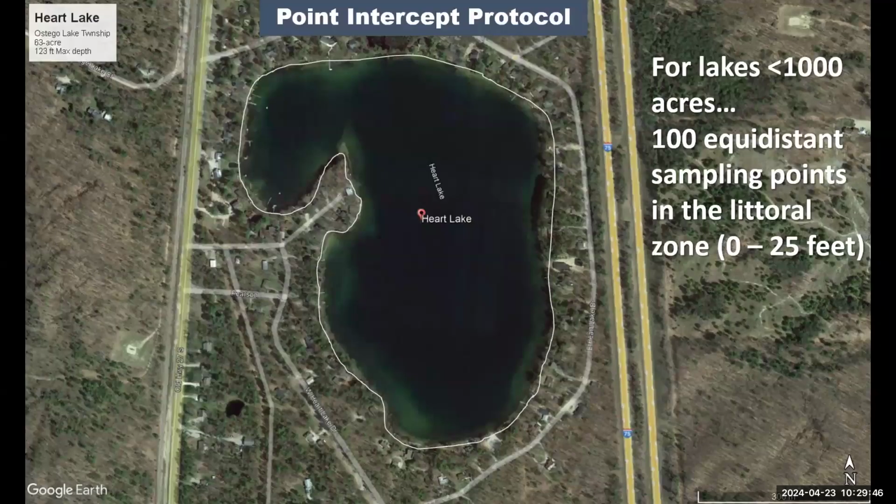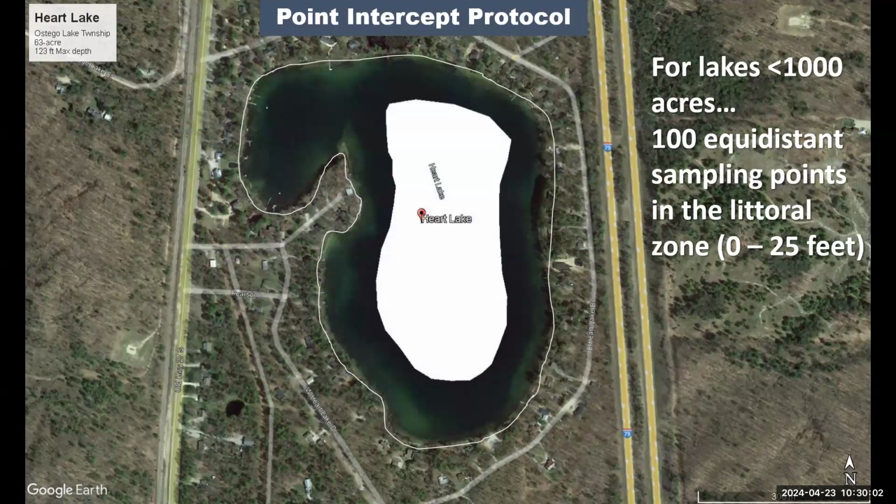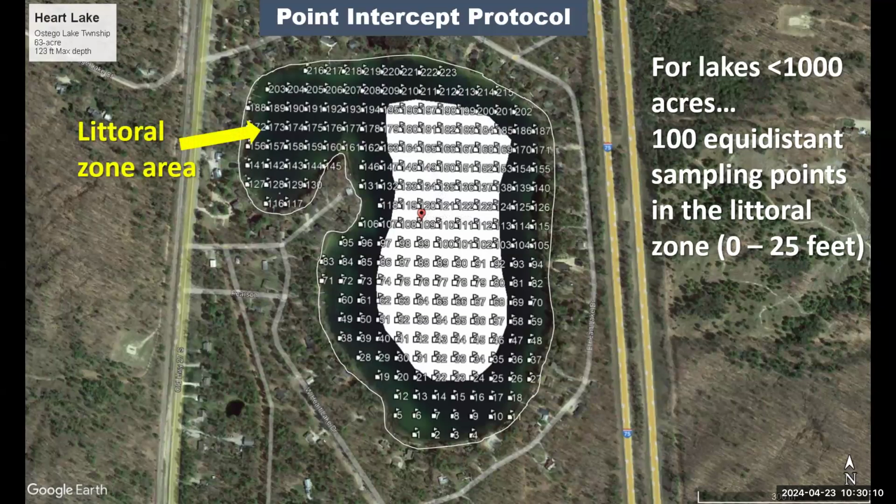So how does this protocol work? What do we do? I'll just run you through that quickly. For lakes that are less than 1,000 acres, we establish 100 equidistant sampling points in the littoral zone. So we choose a lake, we get the bathymetry data, we map out the littoral zone. This white here is the non-littoral deep water areas. Here is the littoral zone. We then put 100 sampling points in the littoral zone, and we go from point to point, sampling these locations. We sample every point that is in water that is less than 25 feet.